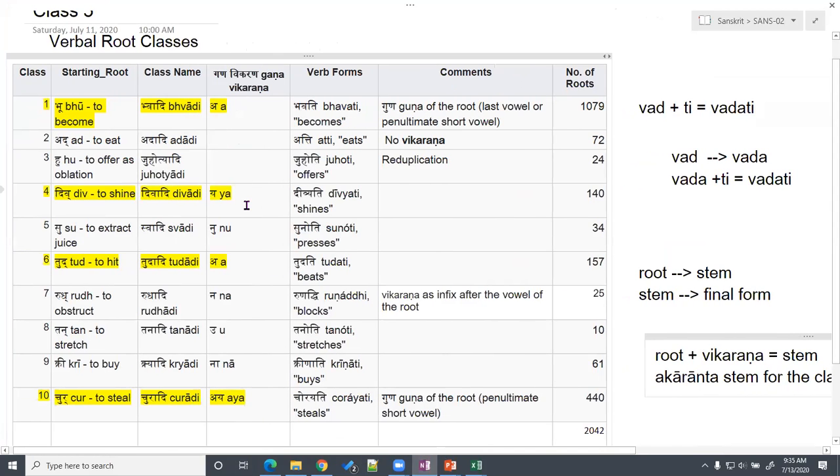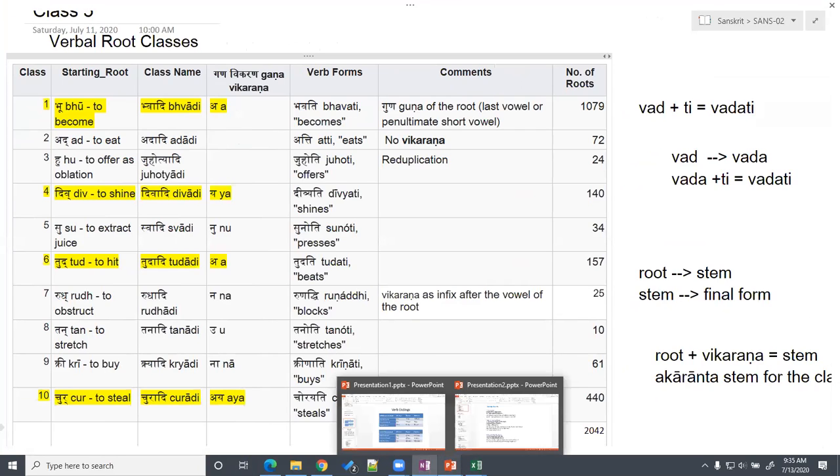So I'll focus on the rules of these 4 classes, how to make the stem for verbs belonging to these 4 classes. That will give you a lot of impetus to understand how we are making the stem. Once the stem is made, the final form is very easy. We have already seen that.